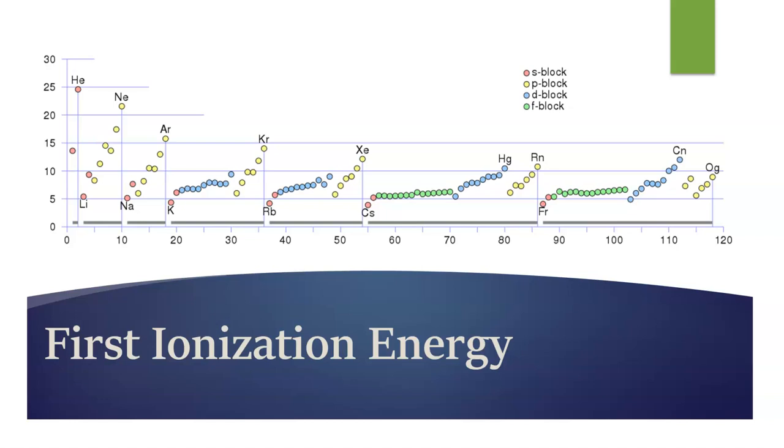You can see that it's relatively difficult to remove an electron from a noble gas. Those are all highlighted in yellow and labeled. On the other hand, alkali metals, which are labeled in red dots, become cations fairly easily.